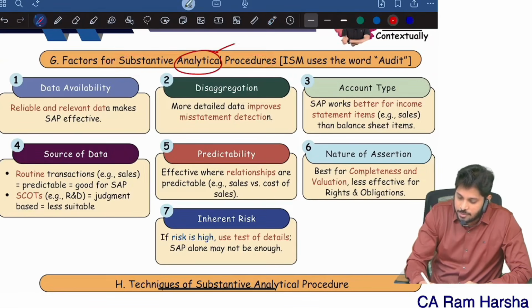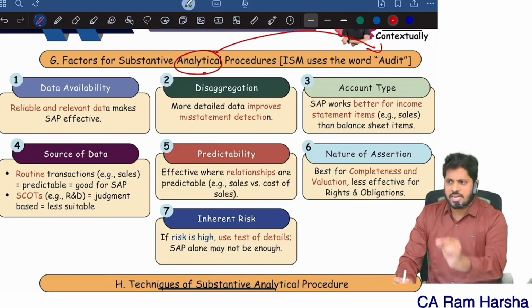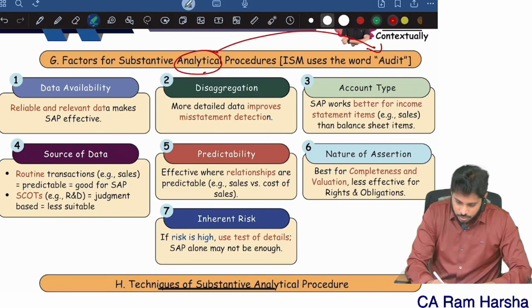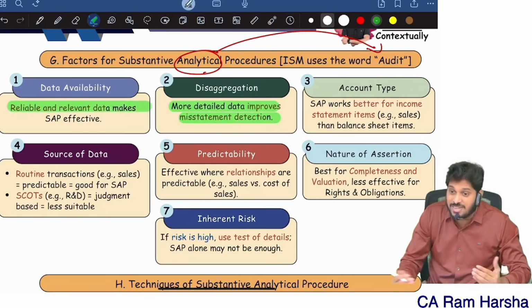Next. What are the factors for substantive analytical? Remember, in the ICA book this was written as substantive audit, but actually it's wrong. It's actually substantive analytical. Can I use a substantive analytical procedure or not? It is determined by various factors. First, data availability. First, data should be available. Second, data must be disaggregated.